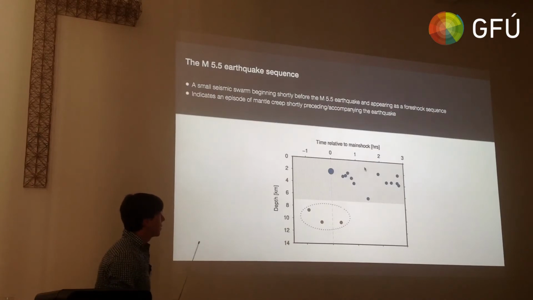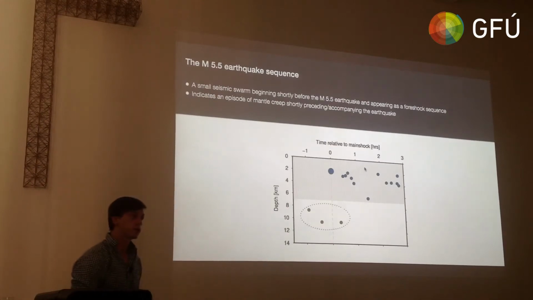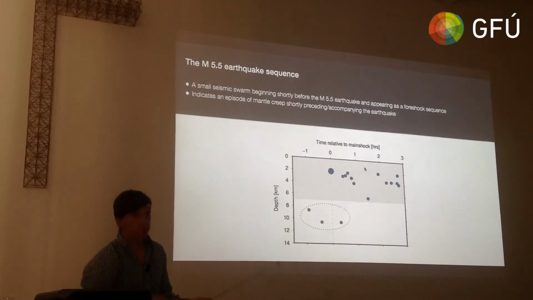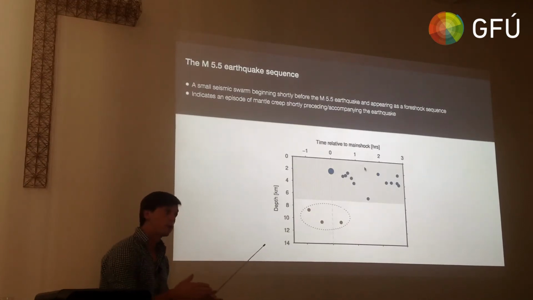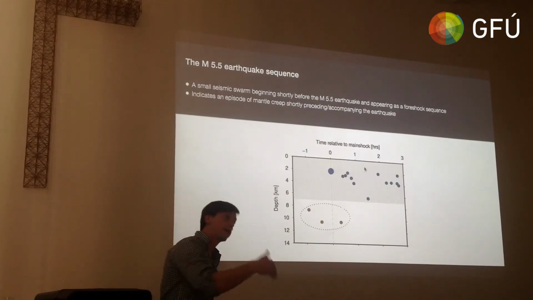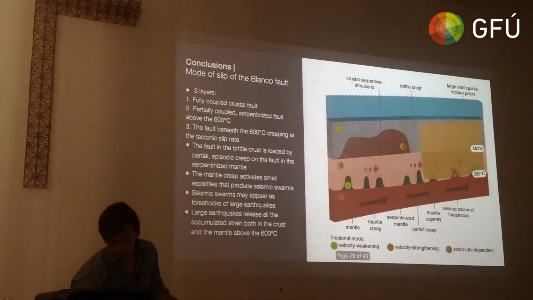And we think that this might actually explain why people historically have seen a lot of foreshock sequences before earthquakes on oceanic transforms: there might be those episodic creep events that trigger swarms that actually appear as foreshocks before large earthquakes.